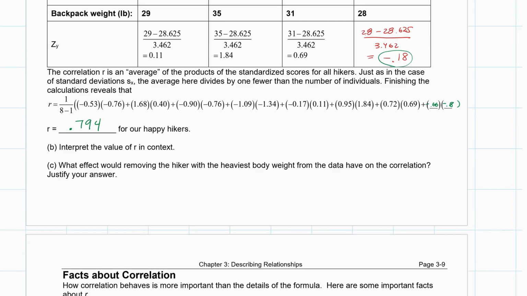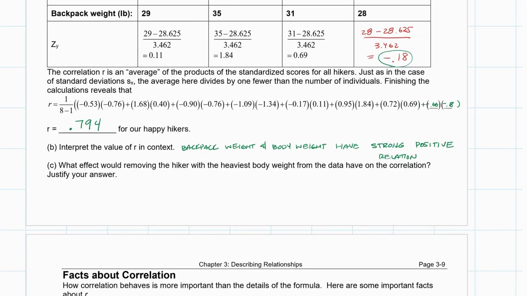Can we interpret that in context? Well, we saw the relationship was linear, so we might say that backpack weight and body weight have a strong positive relationship or association.